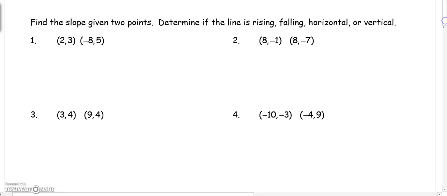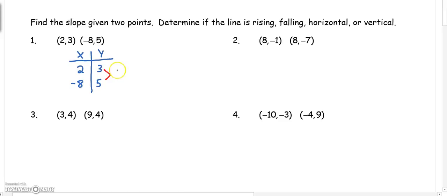We need to find the slope given 2 points and determine if the line is rising, falling, horizontal, or vertical. So first I'm going to take my points and make an XY table. When I write my points in my XY table, I write them from left to right. So my first point is 2, 3, and my second point is negative 8, 5. I need to figure out how my numbers are changing. So first I need to figure out how did I get from 3 to 5.